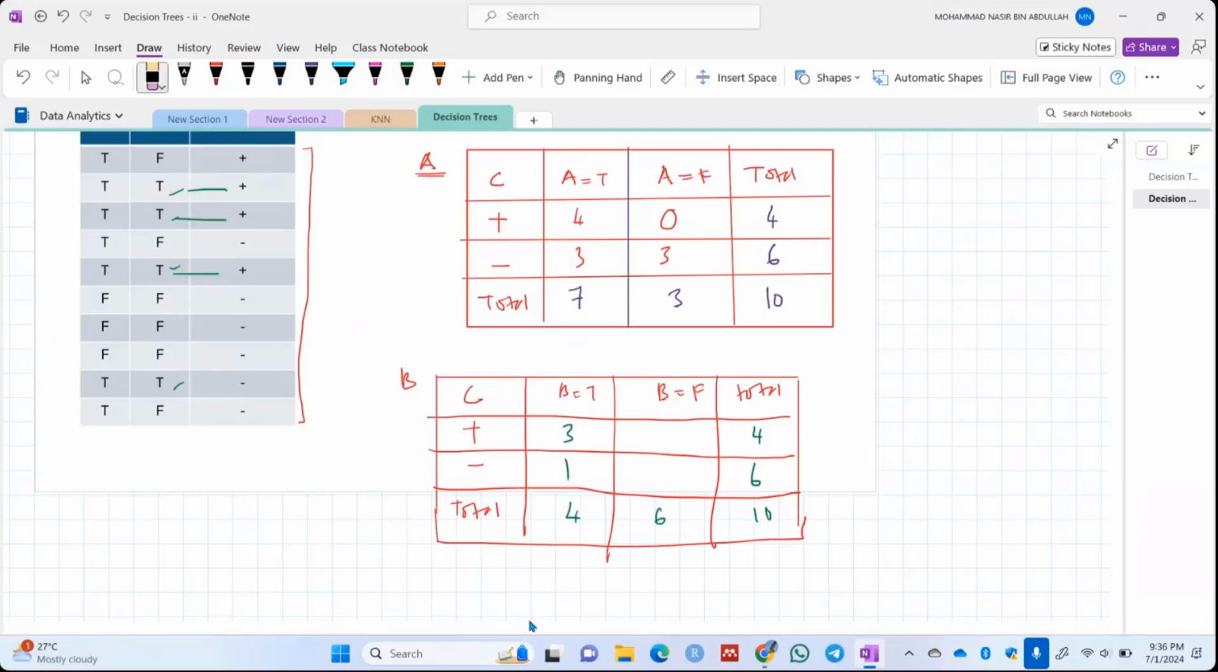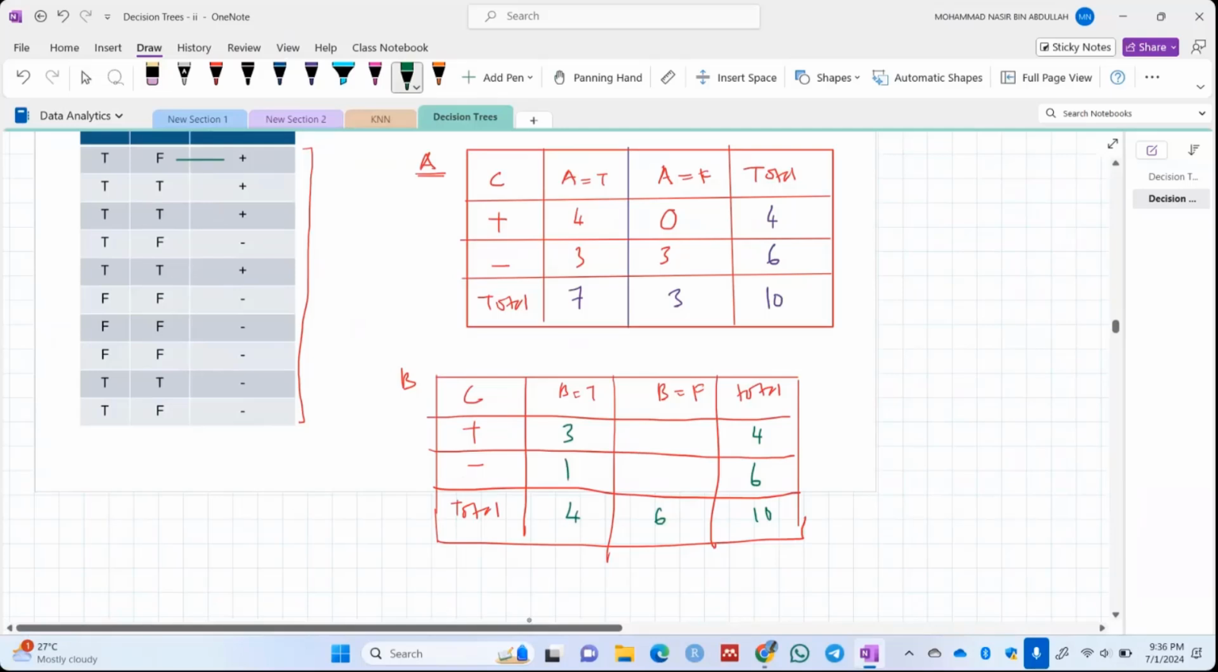Right? False positive 1, only 1. Right? And false negative equal to 5.